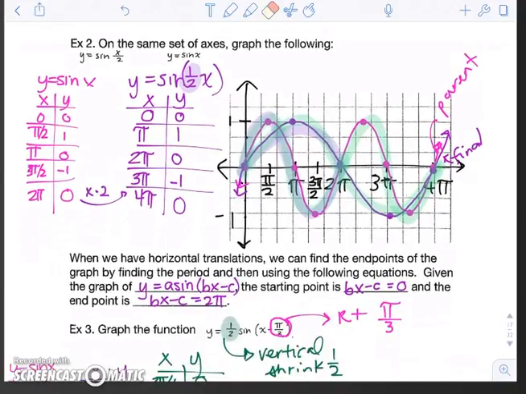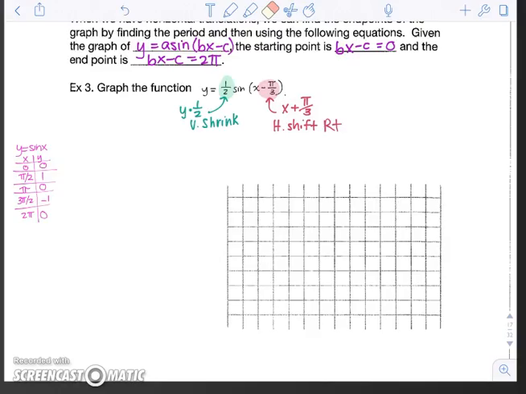When you have these translations, we can find the endpoints of the graph by finding the period and then using the following equations. Given the graph y is equal to a sine of bx minus c, those are all your transformations. The starting point is bx minus c equals 0, and the endpoint is bx minus c equals 2 pi. Next up is this example where we have y equals 1/2 sine of x minus pi over 3. You can see I started by diagnosing what are my transformations, and the 1/2 out front represents a vertical shrink, whereas the minus pi over 3 represents a horizontal shift to the right. So the shrink means I'm going to multiply my y values by 1/2, and then the shift means I'm going to add pi over 3 to my x values.